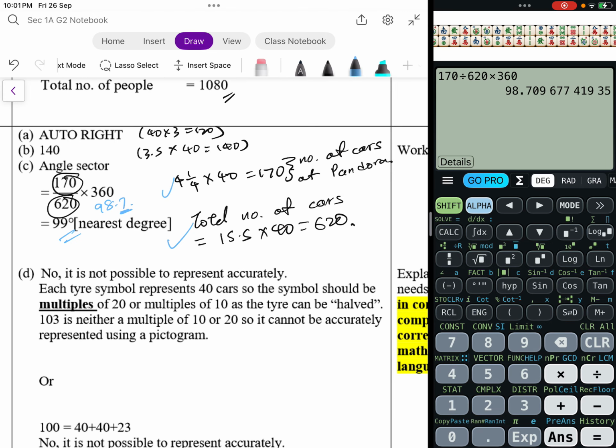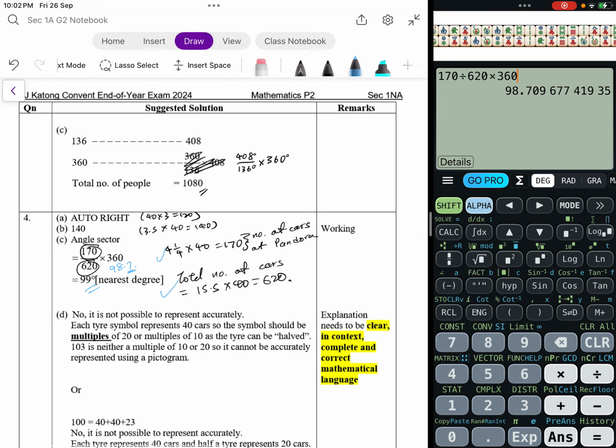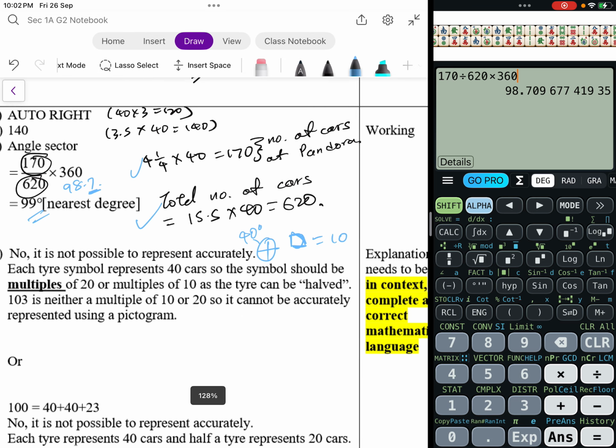Okay, then they ask you, if a fifth tire shop sold a total of 103 cars, is it possible to represent this number in the above pictogram exactly? No, you cannot, because one tire is 40, right? So even the 1/4 tire will be 10, because one whole tire is 40, correct? So no, it's not possible to represent accurately.